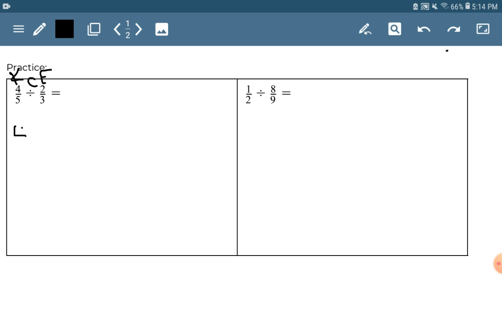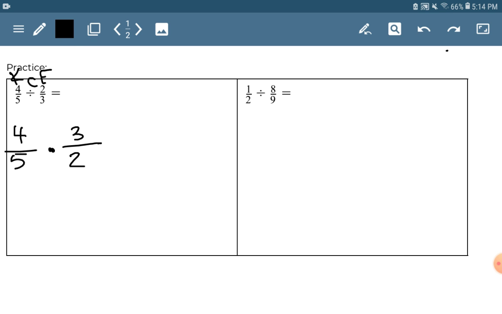I'm going to keep 4/5 exactly how it is. Change division to multiplication, and finally flip my second fraction. Again, 2/3 and 3/2 are reciprocals of each other. They're the flip. The next thing I'm going to try and do is cross cancel. So I'm going to look at numbers that are across from each other, diagonal. So I've got 5 and 3, which are across from each other.